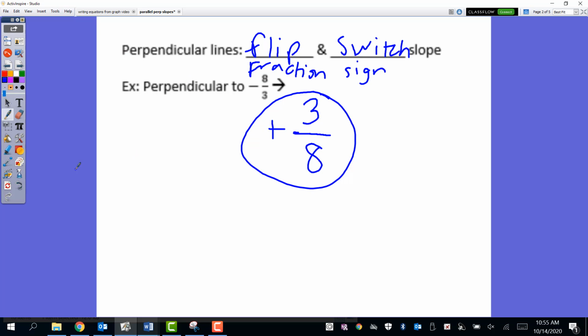If your slope is a whole number, like let's say it was 6, great. How do I flip it when it's just a whole number? Well, to flip a whole number, you've got to turn it into a fraction. How do I turn it into a fraction? You put it over 1. That's only if you have whole numbers. So when I flip that, it would turn into 1/6. It was positive before, now it's negative. So then those are perpendicular.